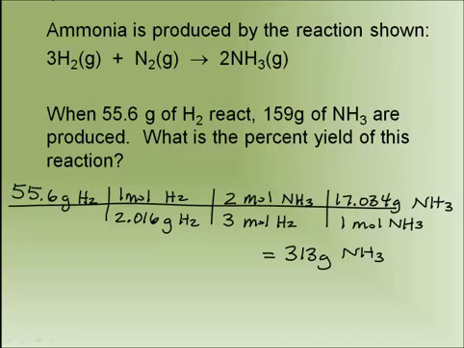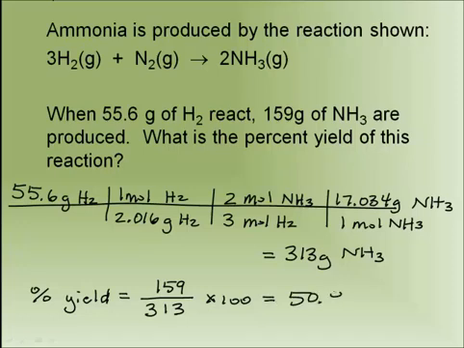Now we can calculate the percent yield. We'll put the actual yield on top. That was given in the question as 159 grams, divided by the theoretical yield that we just calculated of 313 grams, times 100, and the percent yield here is 50.8%.